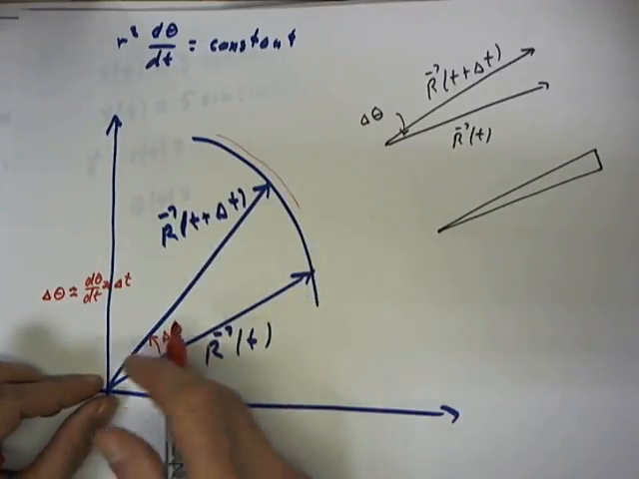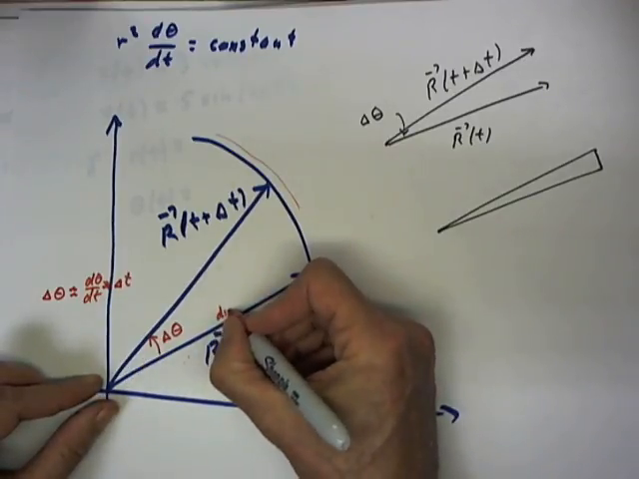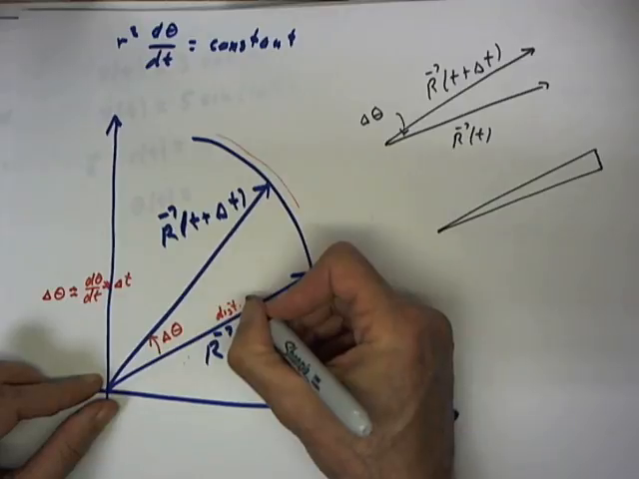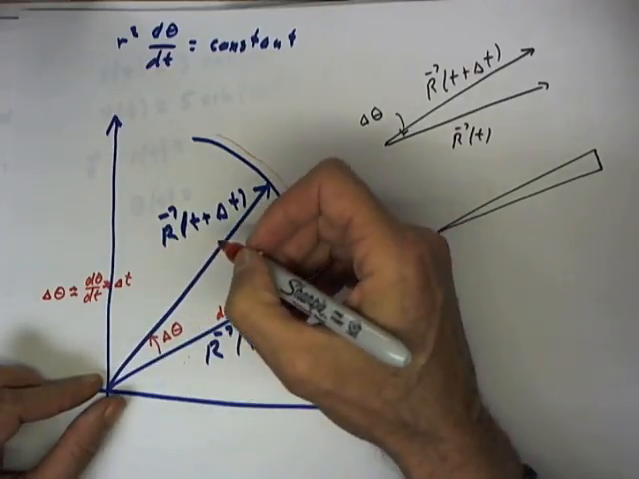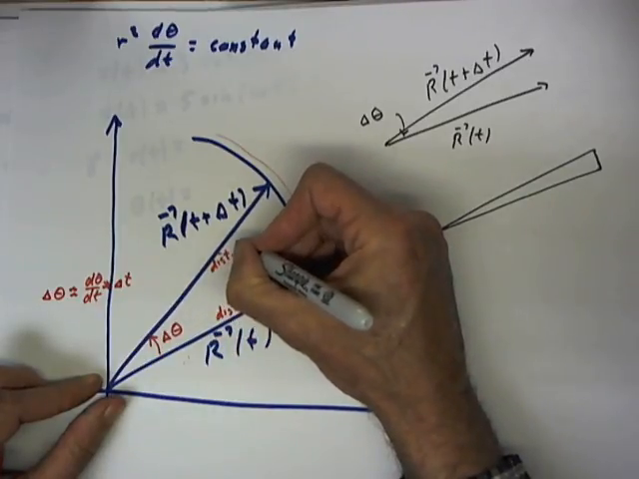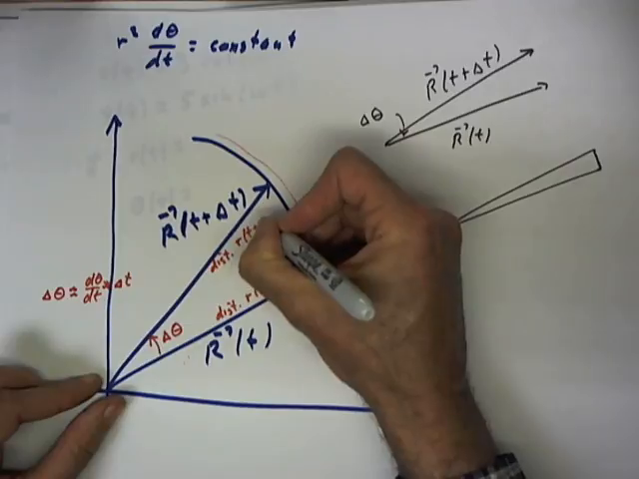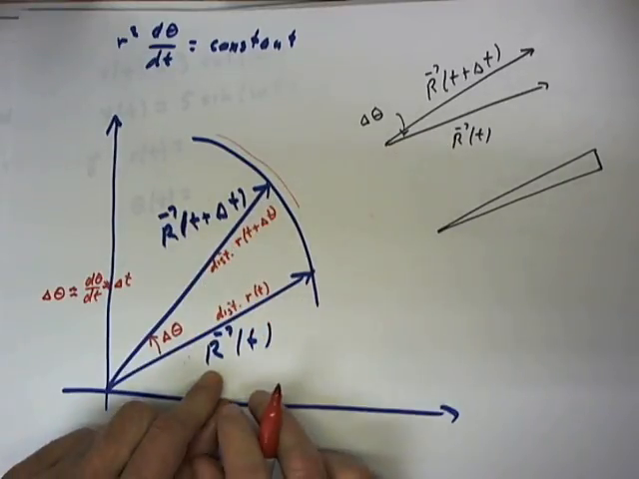At clock time t, the object is at some distance, which we'll designate by little r of t. And at clock time t plus delta t, the distance will be little r of t plus delta t, where we understand that little r is simply the magnitude of the big R vector.